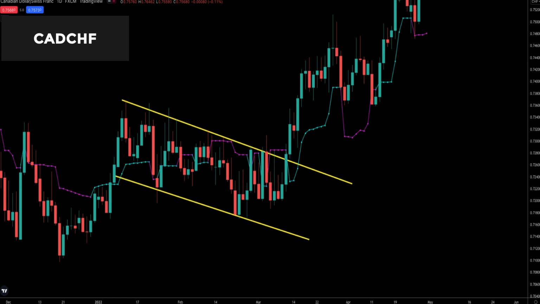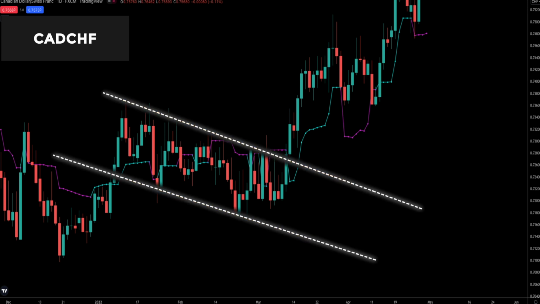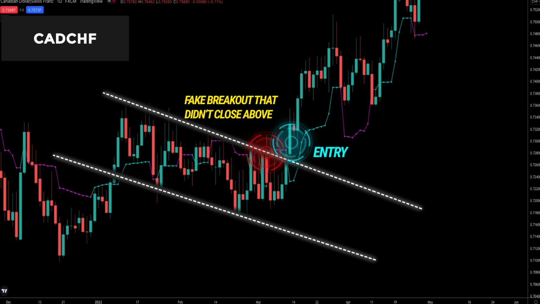CAD franc has been in an uptrend on the daily time frame thanks to rising oil prices that caused the Canadian dollar to strengthen. Before taking a buy trade, I waited for the market to create key levels of diagonal support and resistance. These key levels formed when the market consolidated. As you can see on the charts, there was a false breakout to entice inexperienced traders to take buy positions. And fortunately, I was able to avoid this trap by waiting for a solid break above the key level.